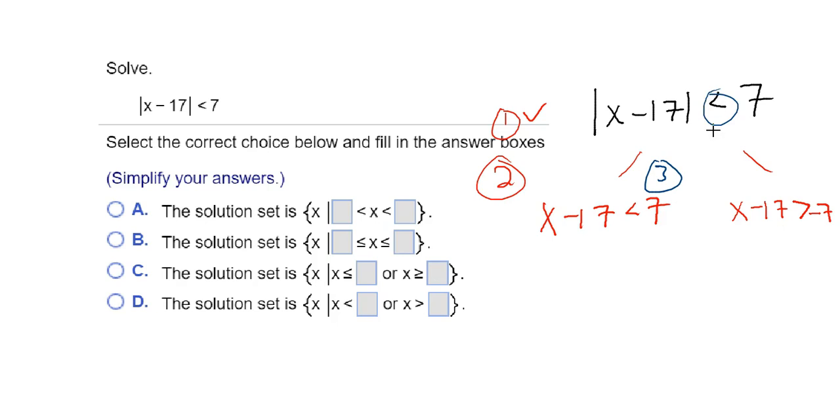So if it's a less than, that becomes an and. If this was a greater than, we'd put an or here. All right. So now we have this compound inequality that we're going to solve. So that's step 4, solve the compound inequality.